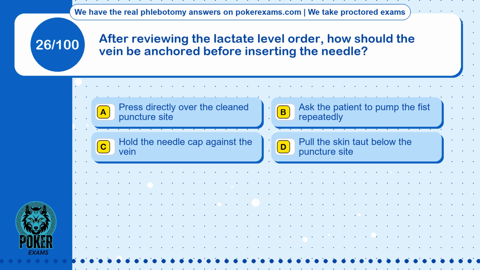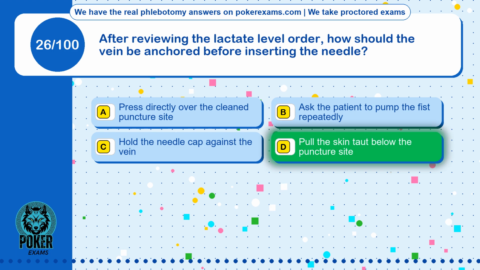Question 26. After reviewing the lactate level order, how should the vein be anchored before inserting the needle? Option A: press directly over the cleaned puncture site. Option B: ask the patient to pump the fist repeatedly. Option C: hold the needle cap against the vein. Option D: pull the skin taut below the puncture site.